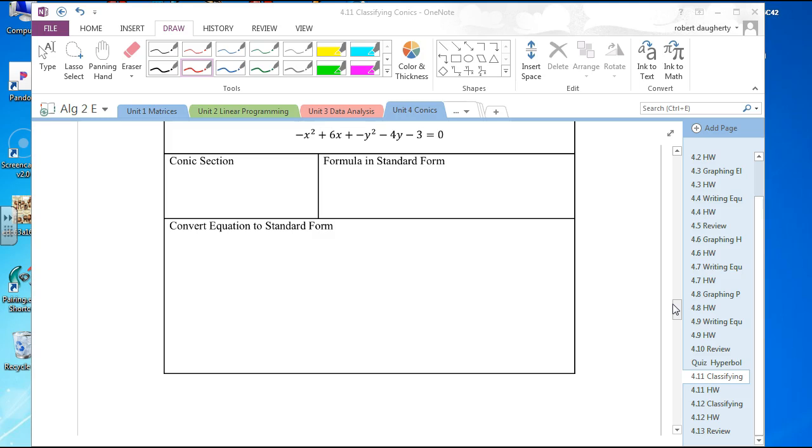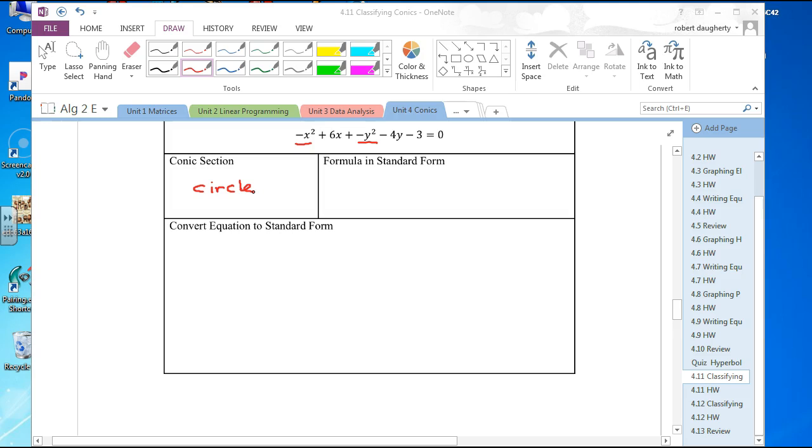Is it a parabola? No. Okay. Then the next question: look at your squared terms. Do they have opposite signs? No, so it's not a hyperbola. So now it's either an ellipse or a circle. Do they have the same coefficient? Yes. This is a circle. Okay.